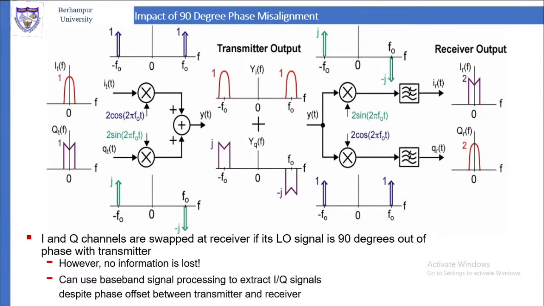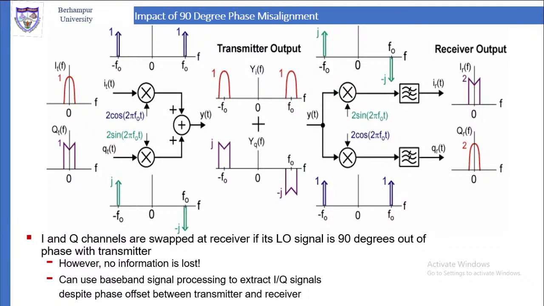Then let us see what is the impact of a 90-degree phase misalignment. If there is a misalignment in phase, what is the impact? If there is a 90-degree phase misalignment, the only impact is that now sin 2 pi f0t will receive the M and cos 2 pi f0t will receive the hat. Only that much change will occur, because sin 2 pi f0t plus 90 degrees gives cos, and similarly cos 2 pi f0t plus or minus 90 degrees gives sin.